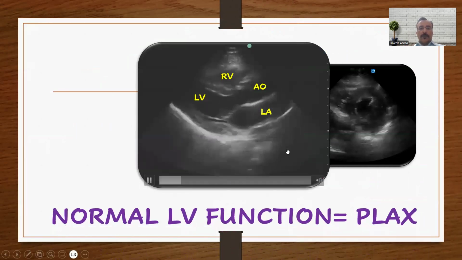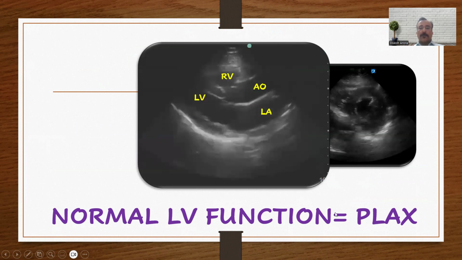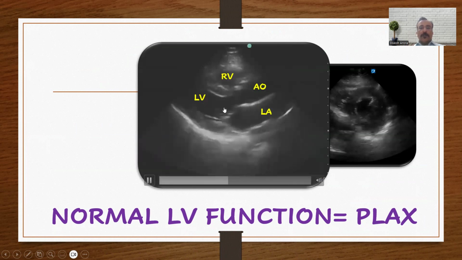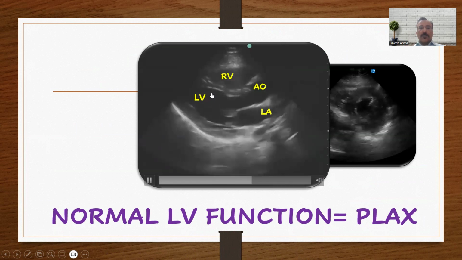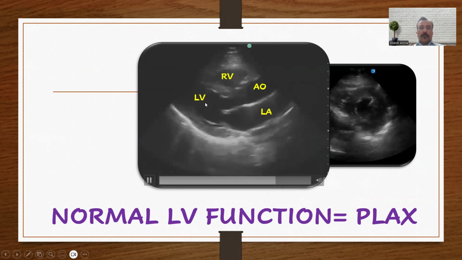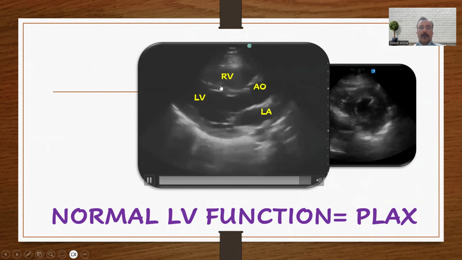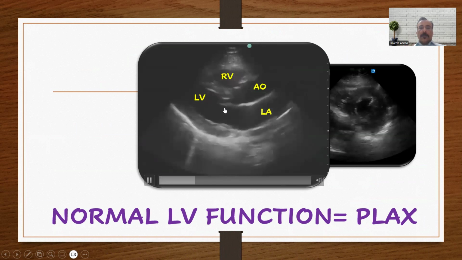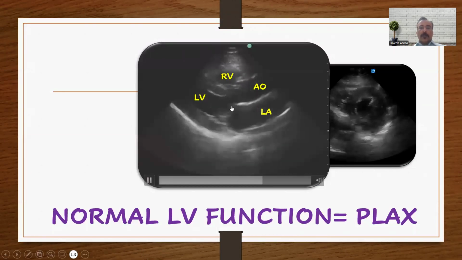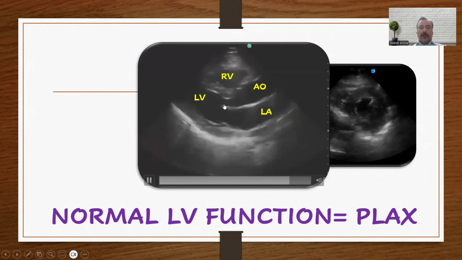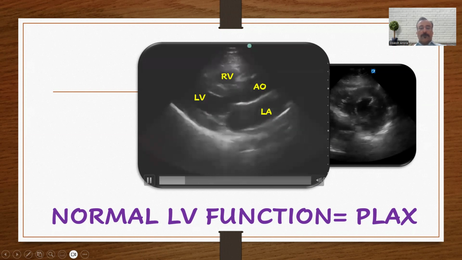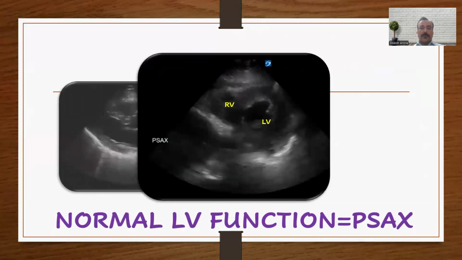Let's have a look at the videos of a normal LV function in parasternal long axis view. As you can see for yourself, the endocardium is moving towards the cavity. The myocardium is thickening. The anterior mitral leaflet is moving towards the septum. So this can be termed as normal LV function because the anterior mitral leaflet moves and touches the interventricular septum completely.